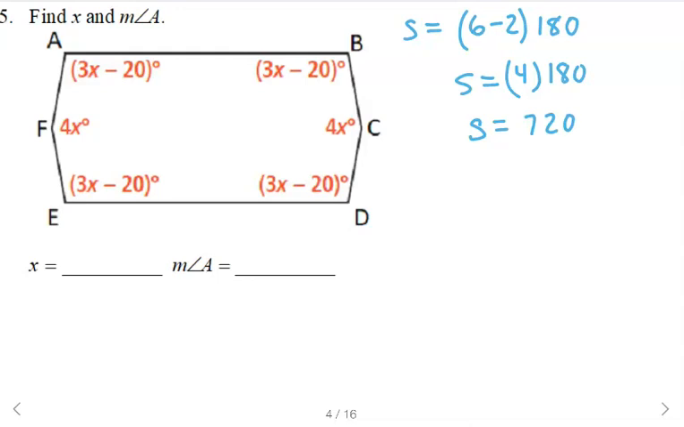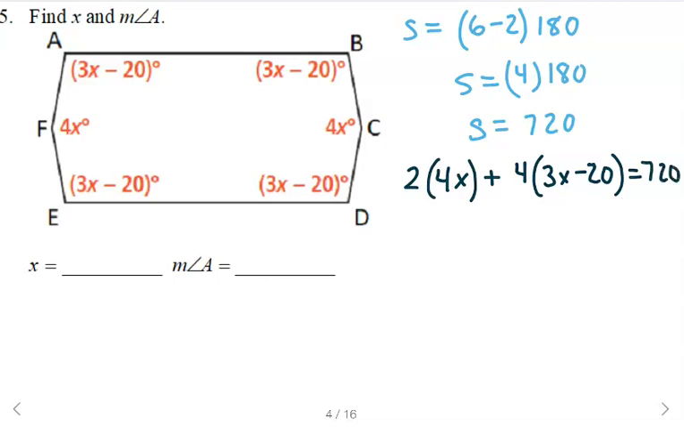Now you may notice we have 2 4x's, and then we have 4 3x minus 20 angles. When we add up all those angles, we get 720. Now you can write it all out if you want. You could write 3x minus 20 plus 3x minus 20 plus 3x minus 20 plus 3x minus 20 plus 4x, or you can use multiplication to write that a little bit shorter way. So we get 8x here, distributing our 4, we'll get 12x minus 80.